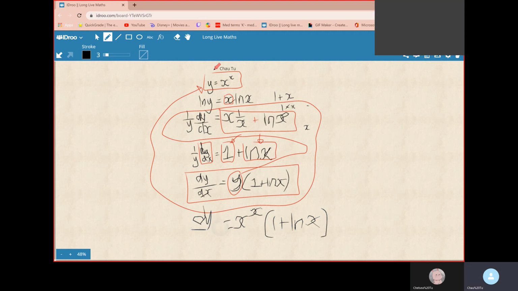Yeah, and that's how you differentiate x to the power of x. You see that? Easy peasy. Okay, what was the other one that you guys always get stuck on?